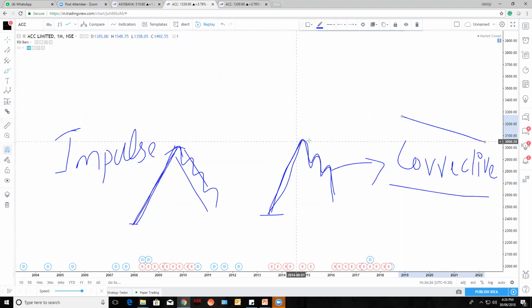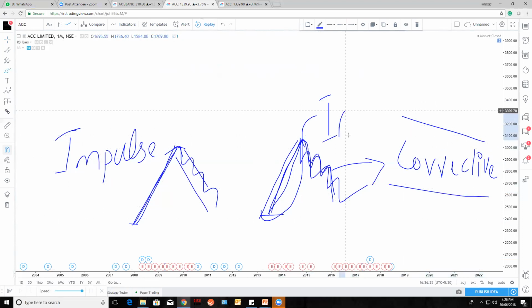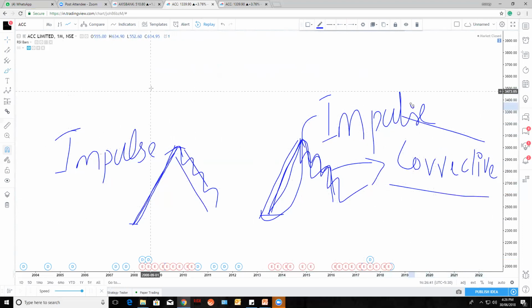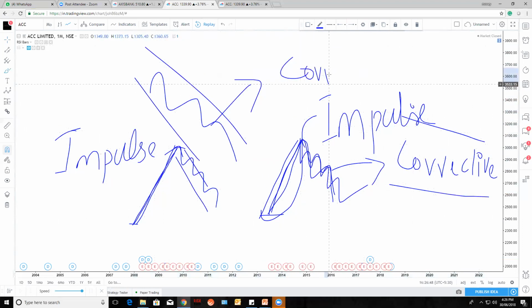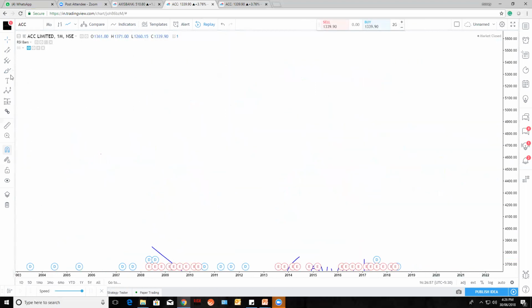The price which is moving against the trend is called a corrective, and which is moving in the trend is called impulse. Price which is moving in the direction of the trend is the impulse. Price which is correcting the trend is called corrective waves. Let's say this is a trend.